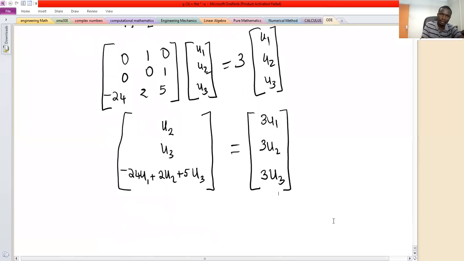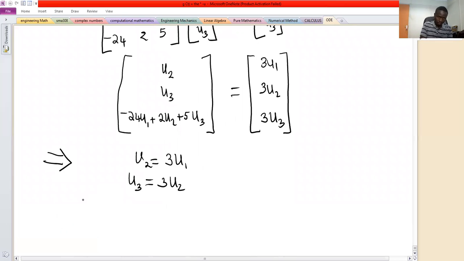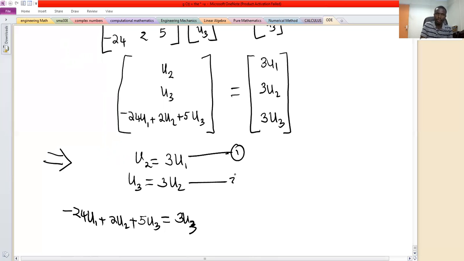And from this equality means U2 should be 3 U1, U3 should be 3 U2, and minus 24 U1 plus 2 U2 plus 5 U3 should be 3 U3. So call this one equation 1, call this one equation 2, call this one equation 3.